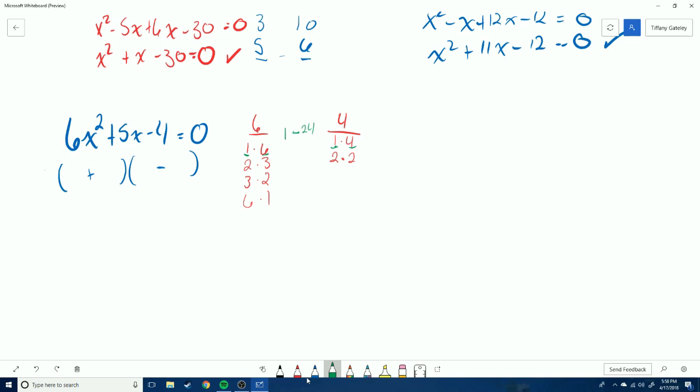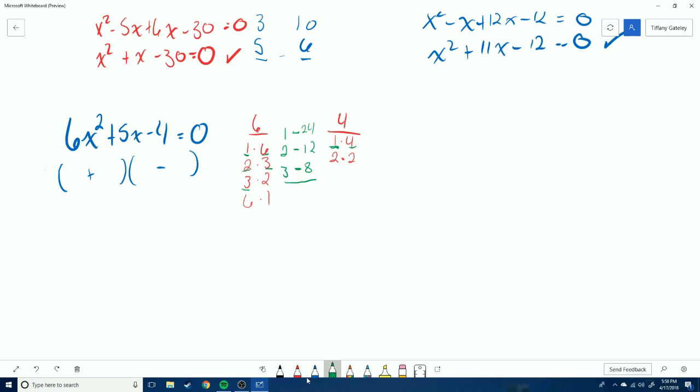And then let's move down. So then we have 2 times 1, which is 2, minus 3 times 4, which is 12. That doesn't equal 5 either, so let's keep moving down the list. 1 times 3 is 3, minus 4 times 2, which is 8. That equals 5. So yay, we found one that equals 5.